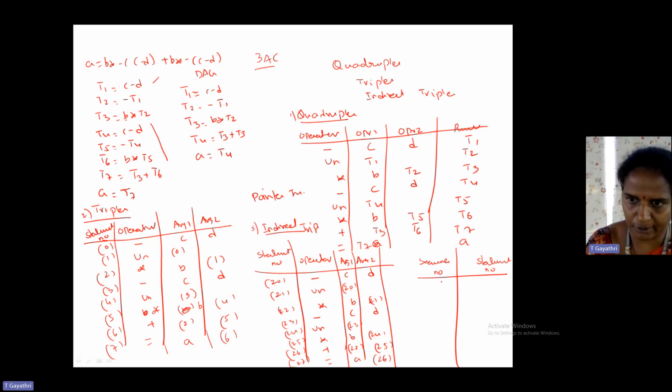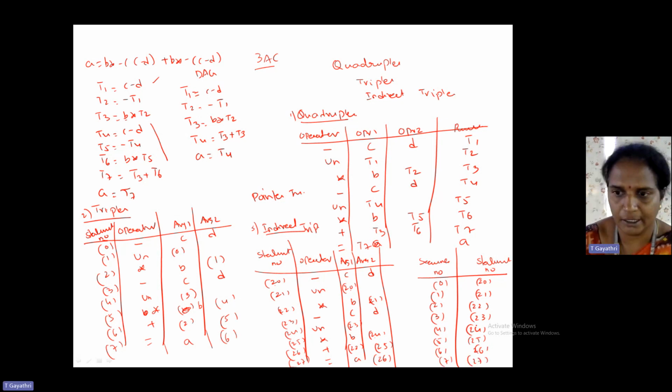Now, what does pointer mean? Representing the 20, 21, 22 statement, 23, 24 statement, 25 statement, 26 statement, 27 statement, right? That is the pointer to triple. Pointer to triples, that is called the indirect triples, right?